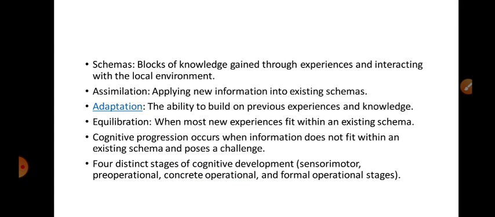We'll see schemas. Schemas are blocks of knowledge gained through experiences and interacting with the local environment. It's the particular child gaining knowledge from experiences and interacting with the local environment. Then assimilation, applying new information into existing schemas. They are going to apply their existing knowledge to their experience. Adaptation, the ability to build on previous experiences and knowledge.